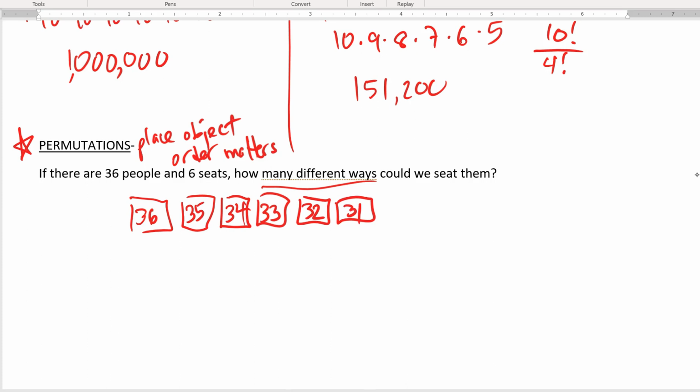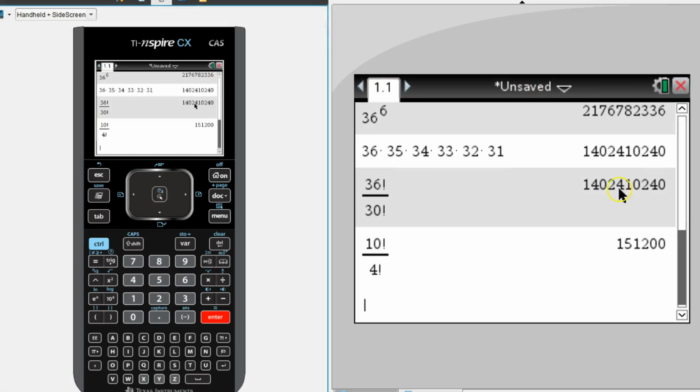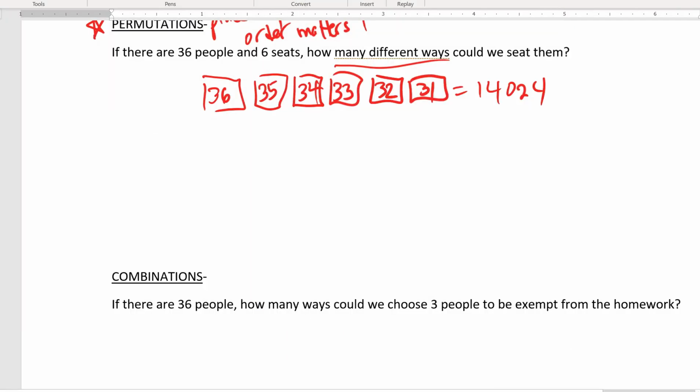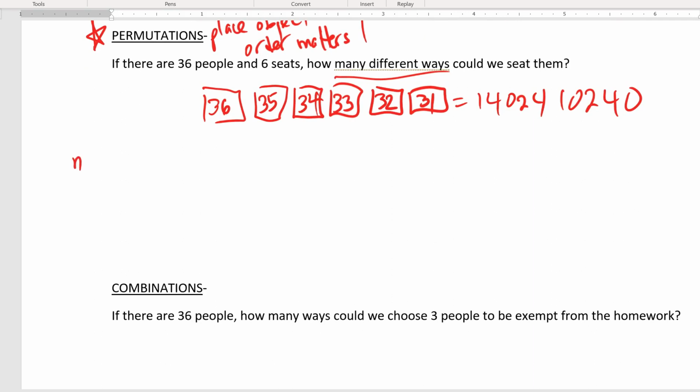I think we already did that. 10240. What this is basically doing is it's using a formula for permutations. We are saying nPr. n is our number. r is how many we are placing. So in this example, we are doing 36 people, and we're placing 6 of them.